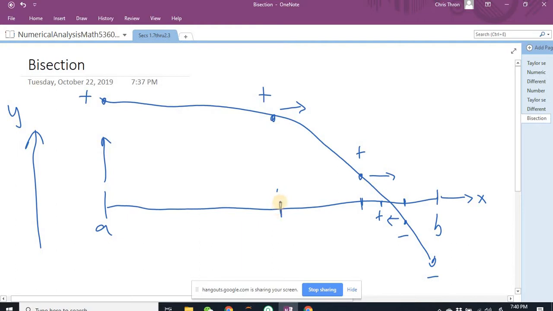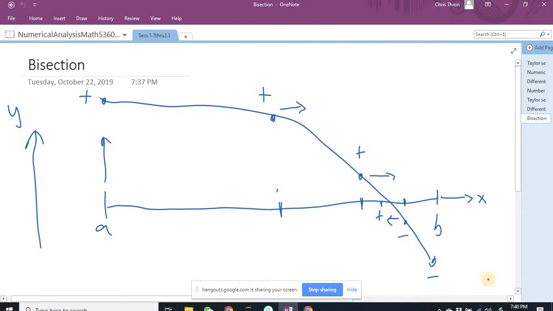You could ask, why choose in the middle? Why not choose somewhere else? Well, the middle makes sense, but it turns out that the middle is not the best way to do it. But anyway, he taught the middle. There's something called the golden mean method, which is better. But anyway, he taught bisection, so we'll do bisection. The idea is the same. All right, so that's bisection.